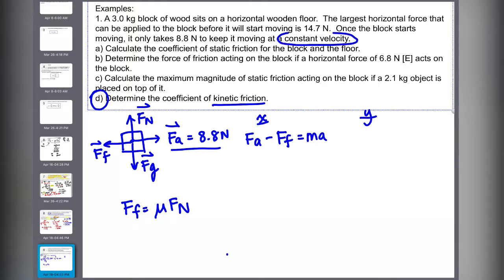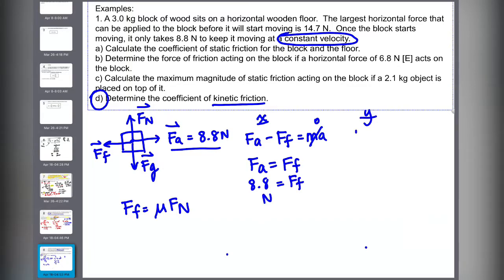And going back to the constant velocity, check it again. A is 0. So in this case, FA is going to have to equal FF. And we already said that FA is 8.8. So I know that the force of friction also has to be 8.8.